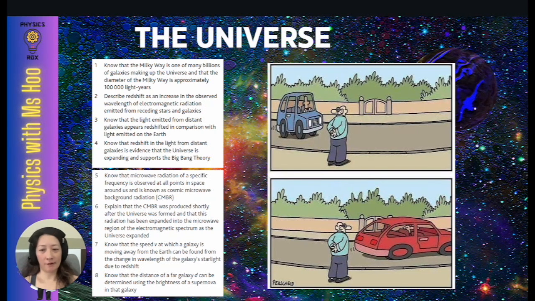which is why it's known as cosmic microwave background radiation. You need to know that the speed at which a galaxy is moving away from Earth can be found from the change in wavelength of the galaxy's starlight due to redshift, and the distance of the far galaxy can be determined using the brightness of a supernova in that galaxy.